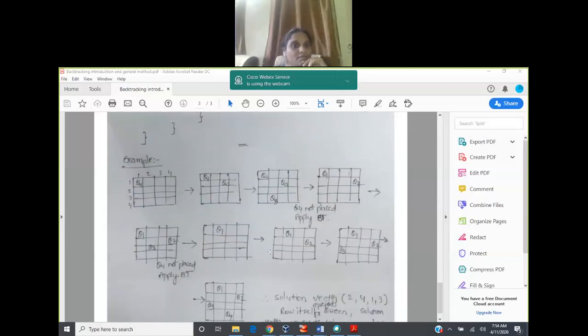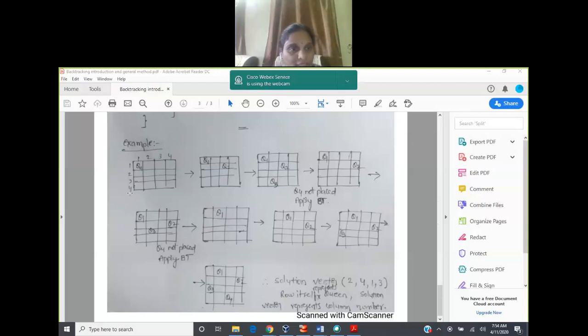So see the solution. So what is the 4 queens problem? The 4 queens problem is to place 4 queens on a 4x4 chessboard such that you have to satisfy the two constraints, implicit constraints and explicit constraints. So what is the implicit constraint? Sorry, explicit constraint. On each row 1 queen should be placed. And what is the implicit constraint? No 2 queens should attack each other. That means no 2 queens should be on the same row, same column or in the diagonal.